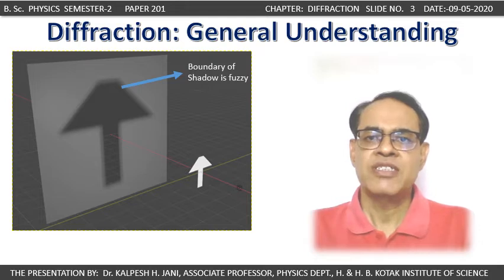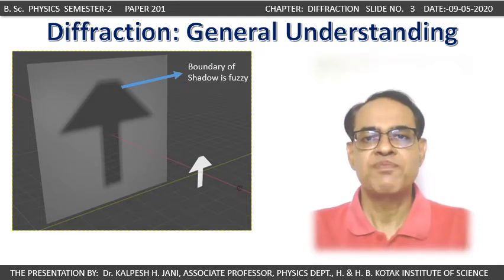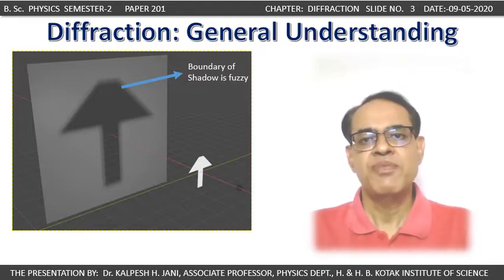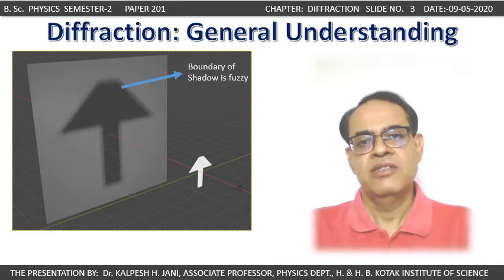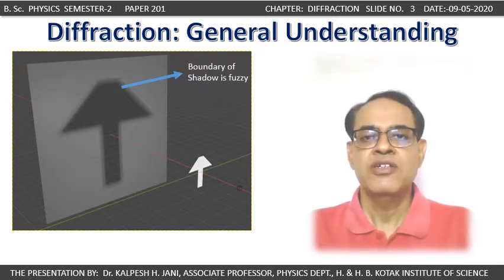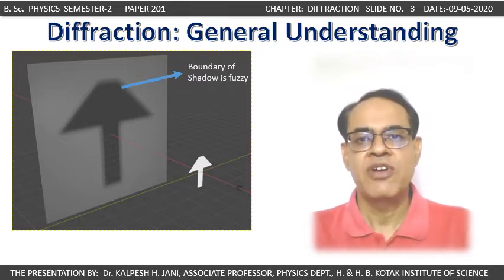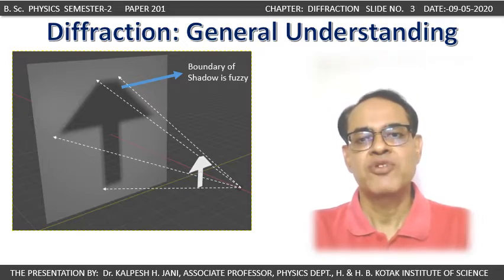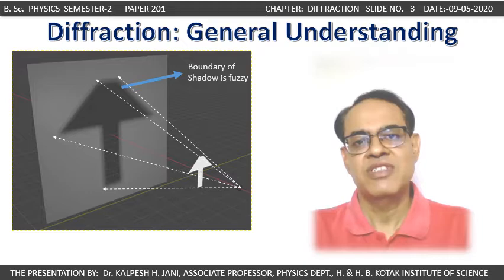So let us start with what we expect. Actually, we expect, as I have told, that the light must be traveling in a straight line. So we take some representative rays of light which fall on the edge of the object, and then we shall project these rays on the screen.